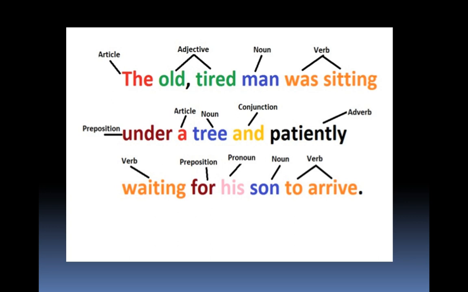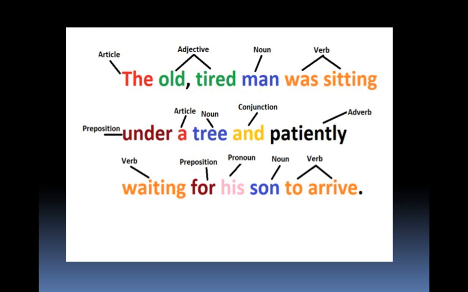And is a conjunction. Why? Because it joins the first part of the sentence, that is, the old tired man was sitting under a tree, and the next part, patiently waiting for his son to arrive. This word and is joining these two parts of the sentence, right? That is why it is a conjunction.